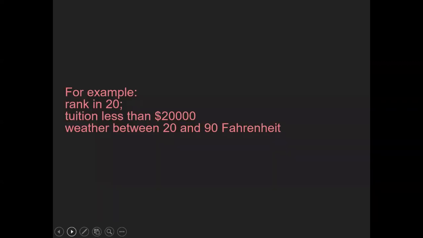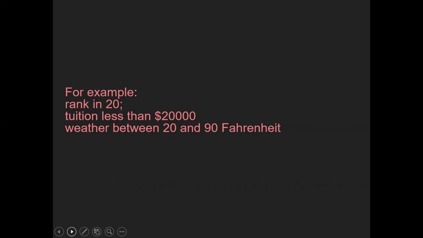Next slide. So for example, like this. This is what the user will enter. The user will be asked about the minimum rank that the user would like to go to, the tuition, the maximum tuition the student can pay, and what would be the weather that the student would like.